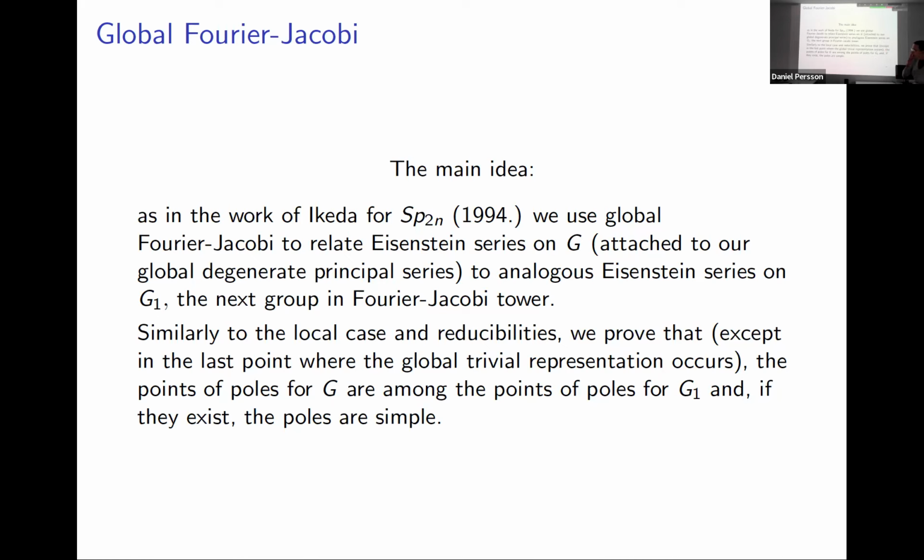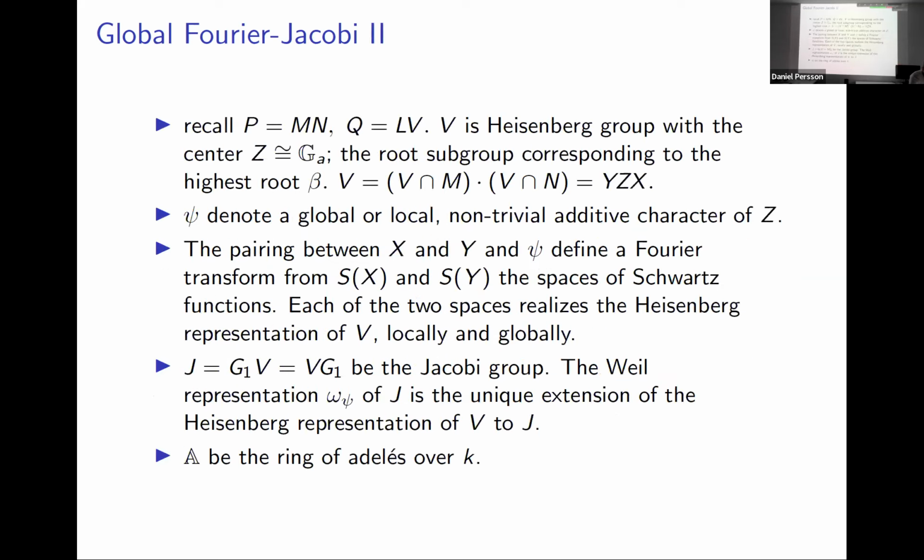the same way the local case relates irreducible degenerate series on a bigger and a smaller group, you have a similar situation with Eisenstein series. So I'll just give you the notation. We have this Heisenberg group, and X and Y are these polarizations. This is a two-step nilpotent group, Z is the center, and these are two polarizations.